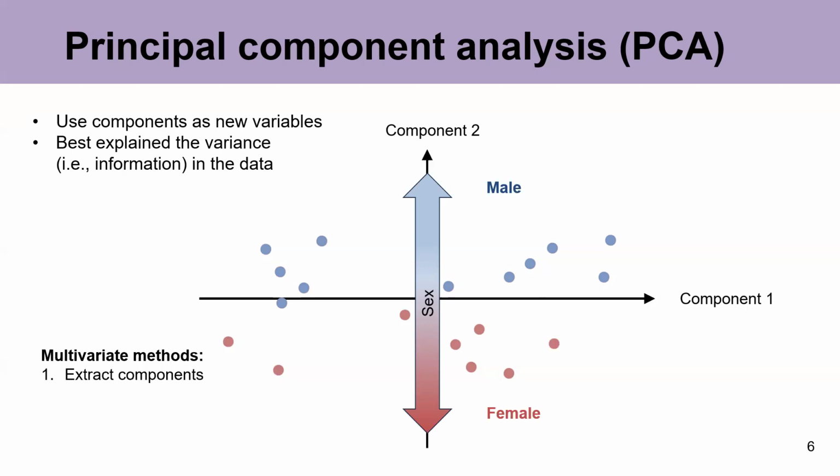Okay, so to sum up, multivariate methods extract these components, dimensions, or factors, and perform dimension reduction, and they help us visualize and quantify the most prominent pattern in the data.